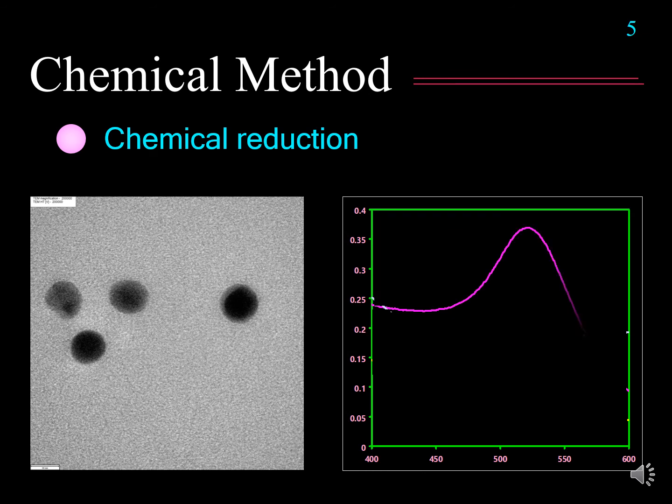And the red color, if we use the solution and observe by UV-visible spectroscopy, as we can see, this is the characteristic red color absorption. So the absorption maximum is about 520 nanometer.